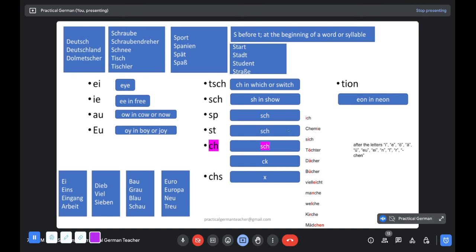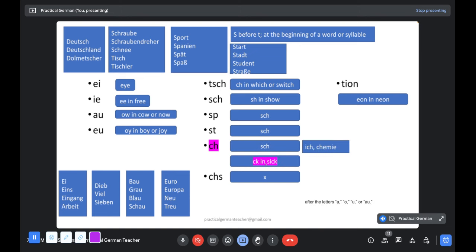So "sch" is sh, and "ie" is E. So "Schemie." Now, when is it "ch"? So the "ch" is like the "ik" of sick, or the k. Okay, k and not k. K. Okay, k. So it's that sick, that k of sick. And when is it like this? After the letters a, o, u, or au.